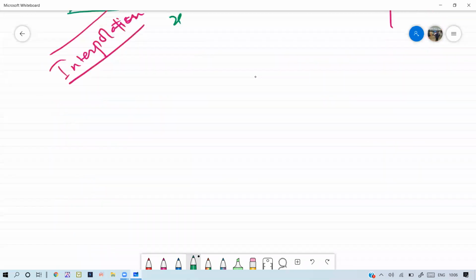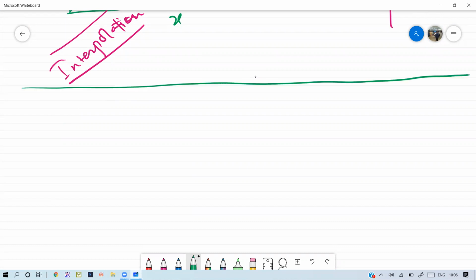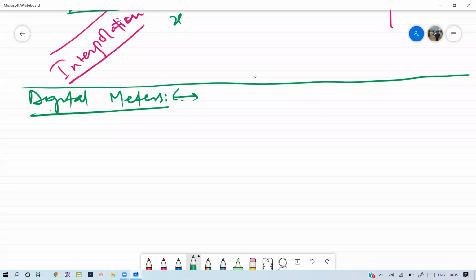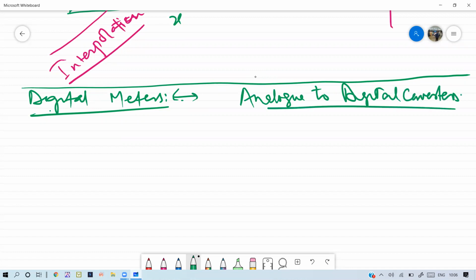Then there is another error, the interpolation error. This is for the analog. So when you have digital meters, you do not know if there is an interpolation error, because whatever you get is the exact value. It doesn't mean that they don't have errors. As I told you earlier, the resolution as well as the errors are controlled by analog to digital converters.